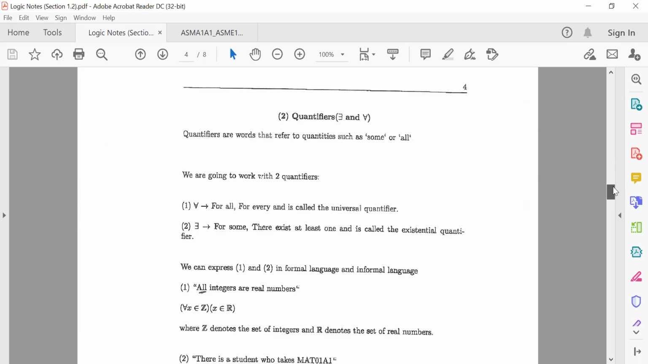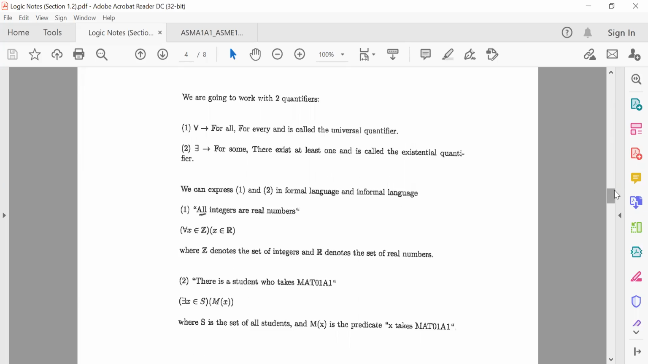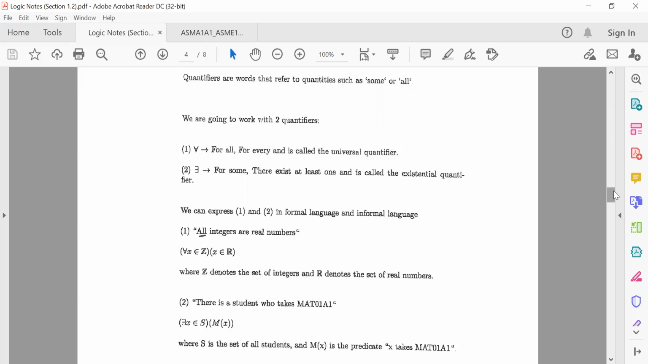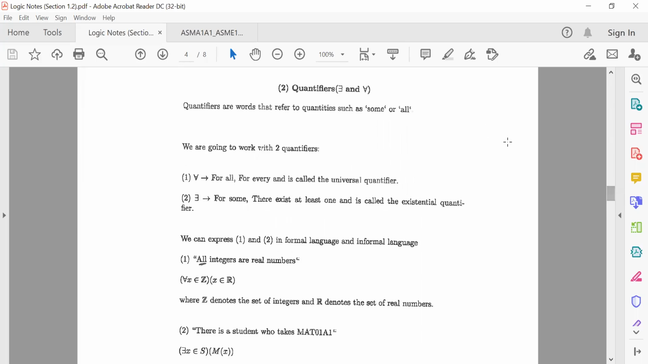All right, let's discuss quantifiers. Guys, quantifiers are so important and you need to know this. It's a must. All right. In this section, we're going to focus on just 2 types. All right. So we're looking at the universal quantifier or the existential.